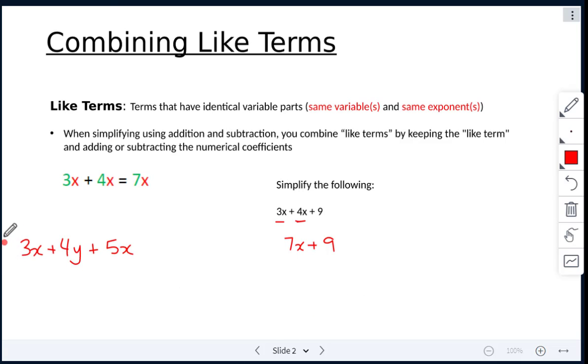So just another example here. We have 3x plus 4y plus 5x. 3x and 5x would be like terms, and we can combine those together. So that would become 8x and then plus 4y. All right, so this would be the simplified form of this expression here.